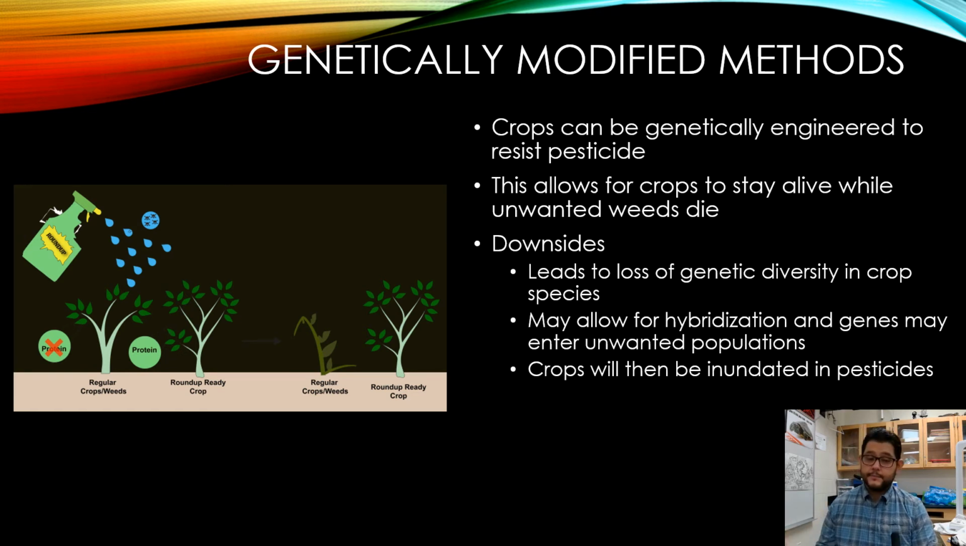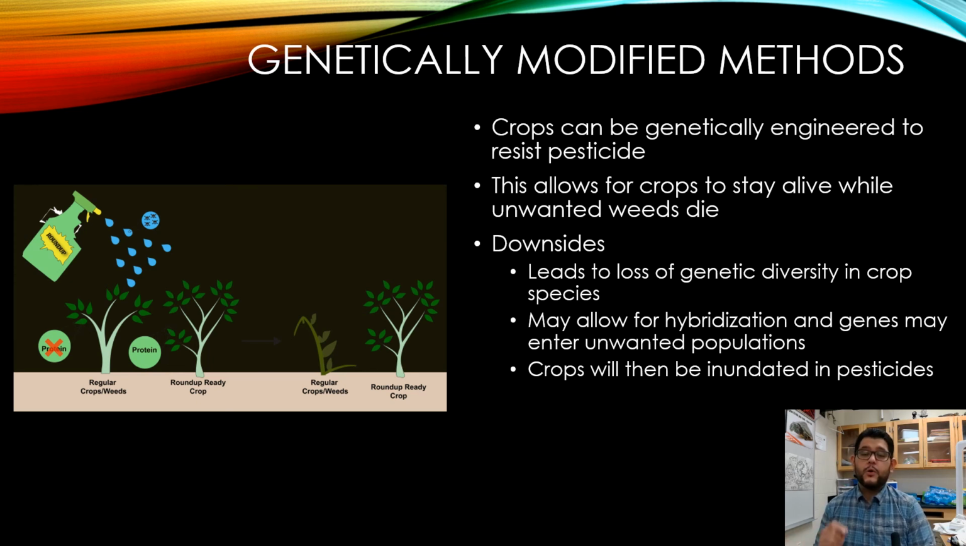So that's awesome, but there's downsides to it. It's not going to harm the person to actually have the genetically modified organism, but what you can lead to is a loss of genetic diversity in your crop species because they're all using the same type of Roundup Ready crop. And then you're going to possibly have hybridization, and the genes may enter the unwanted population. So if that ends up out in the wild type species, then you're going to end up with issues there. And of course, your crops are going to be inundated with pesticides.